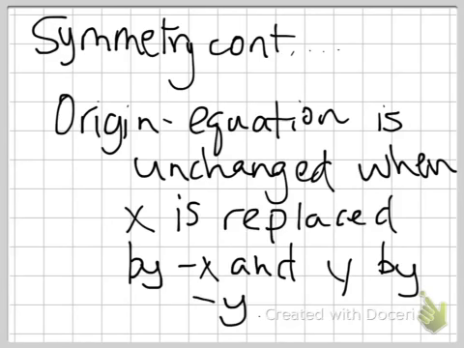Symmetry with respect to the origin. The equation is unchanged when x is replaced by negative x and y is replaced by negative y. The geometric meaning of symmetry with respect to the origin is that the graph is unchanged when rotated 180 degrees about the origin. It'll look exactly the same if you rotate it completely.